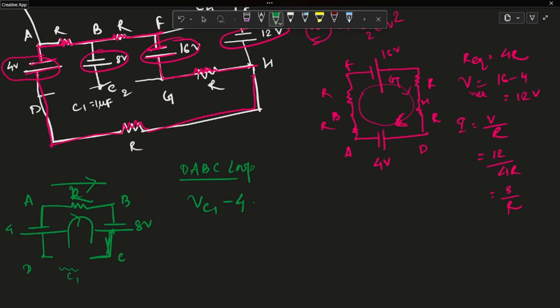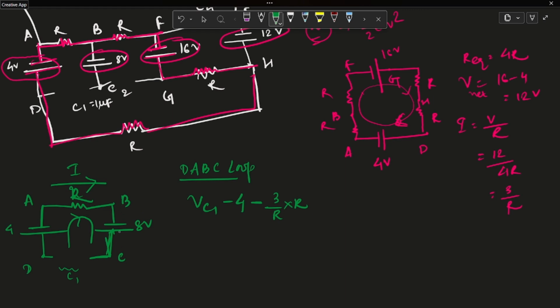Minus for voltage drop and plus for voltage increase. Minus IR. Here the current is I, so I is basically 3 by R. So 3 by R into the resistor R.